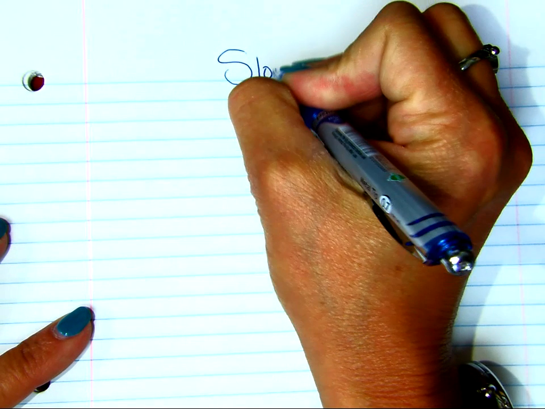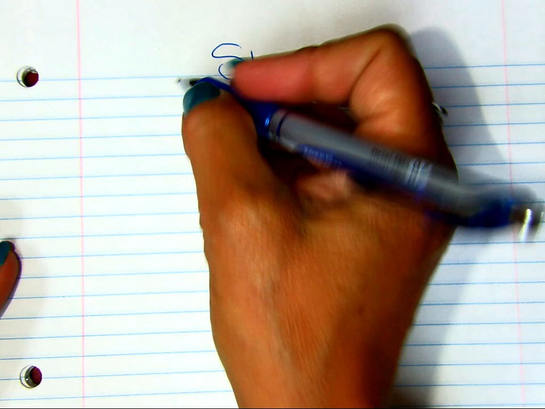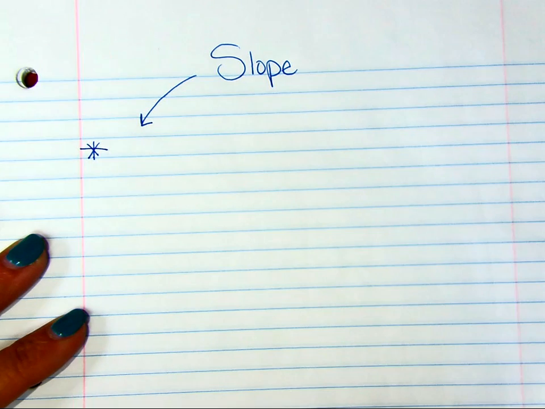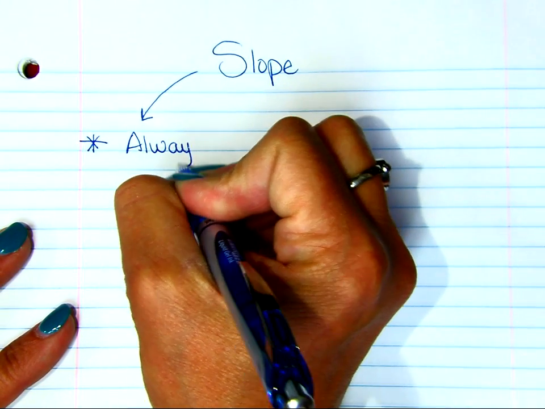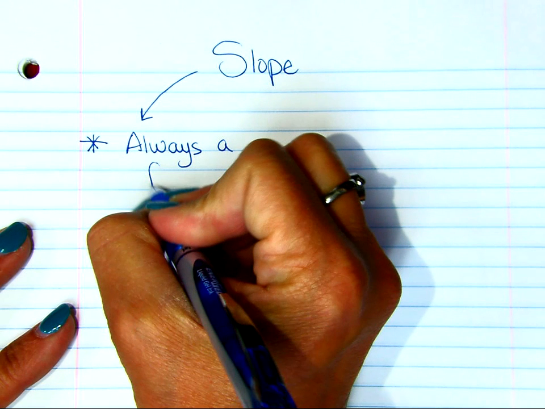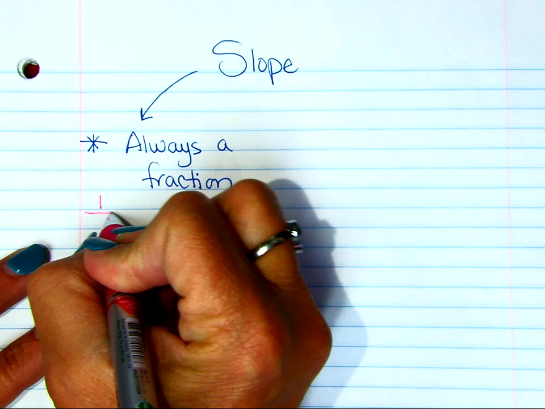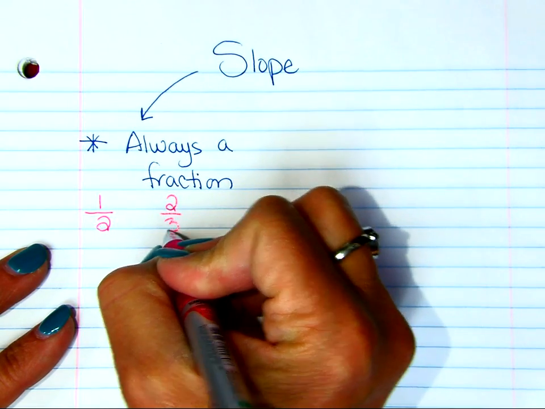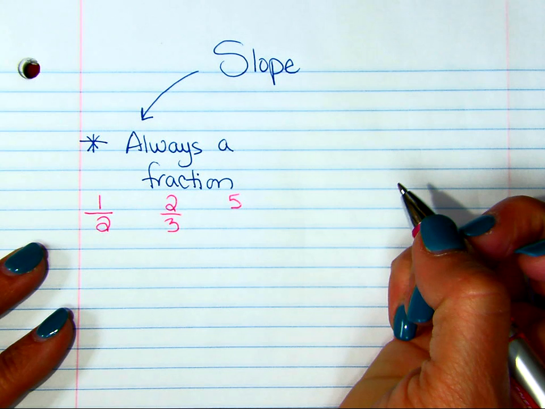Before we get started on some examples, one thing I want you to write down, and make sure you're writing everything down that I am. The slope of a line is always a fraction. For example, the slope of a line could be 1 over 2, or it could be 2 over 3. It could be 5, which you might say isn't a fraction, but you can always throw a 1 underneath it to make it look like a fraction.